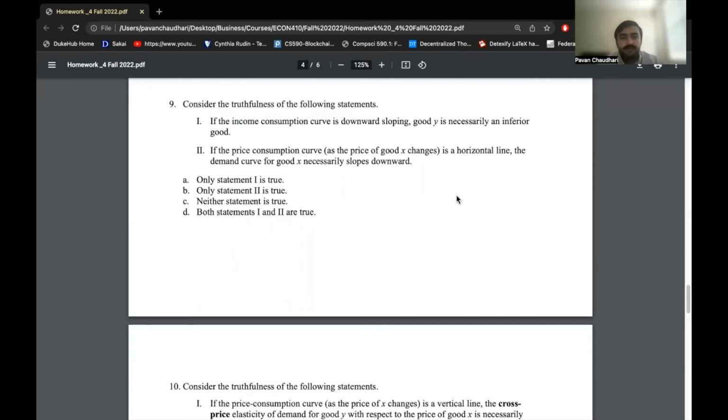All right, so this is a true or false question here. And so we need to figure out the truthfulness of each statement. So let's start with statement 1. It says if the income consumption curve is downward sloping, good Y is necessarily inferior. So let's figure this out.